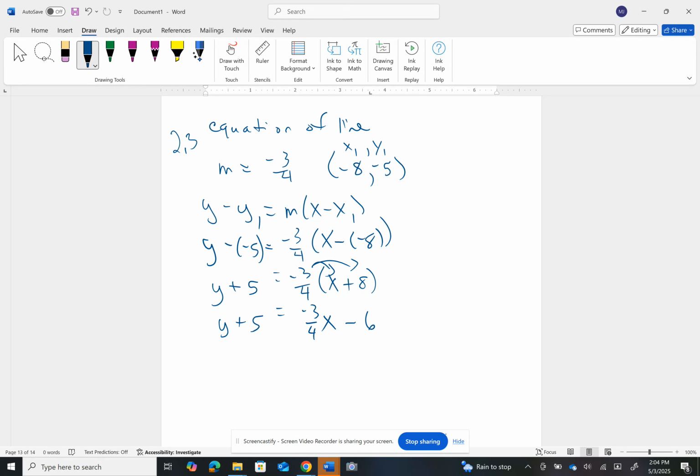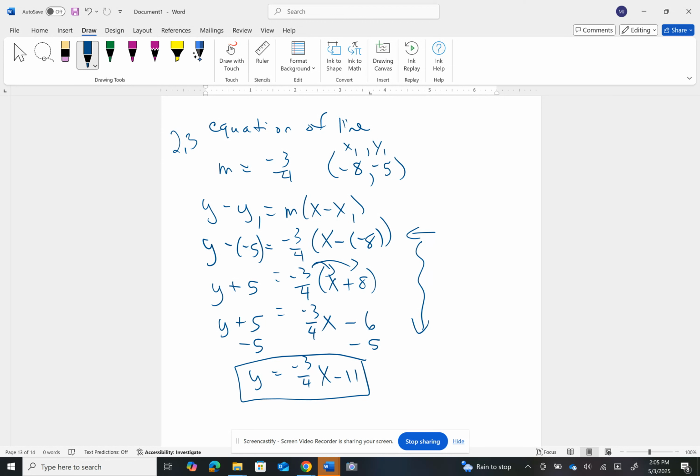And then you want your final answer in slope-intercept form. So after we plug in, we have an equation for the line. All this work is just getting it in slope-intercept form. And there you have it.